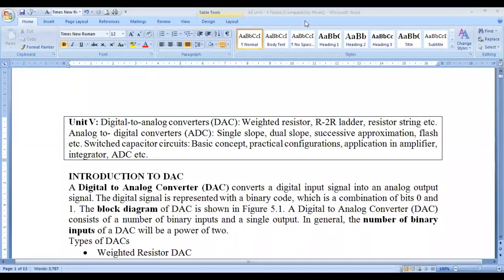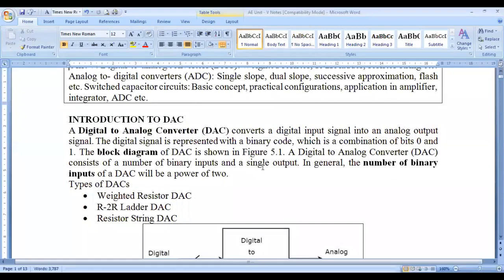In this video, I'm going to give a lecture on digital to analog converters. Three types are there: weighted resistor, R to R ladder network, resistor string method, etc.